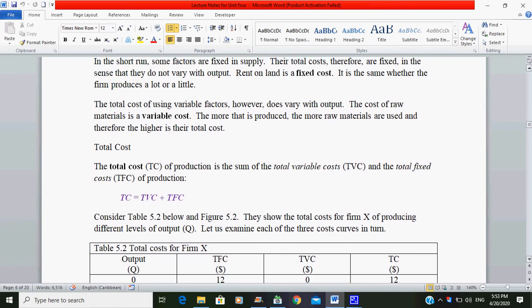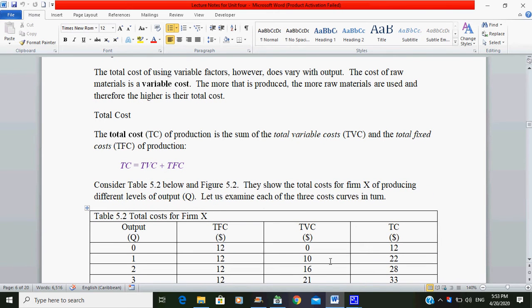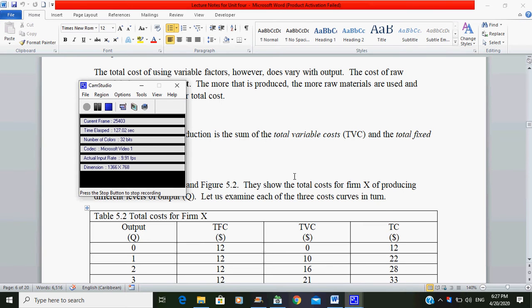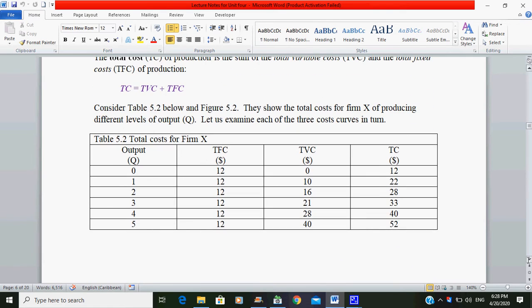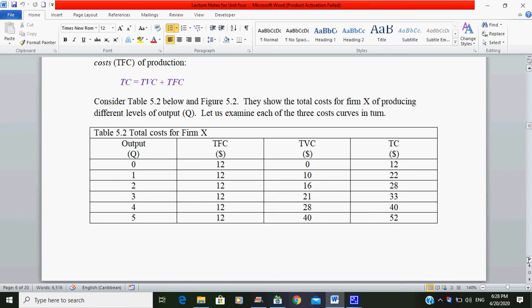Total cost now. Total cost, as I said, for production is the sum of total variable costs and the total fixed costs of production. So look at this now. Let's consider table 5.2 and figure 5.2. They show the total cost for firm X of producing different levels of output. And examine each of the three cost curves in turn.